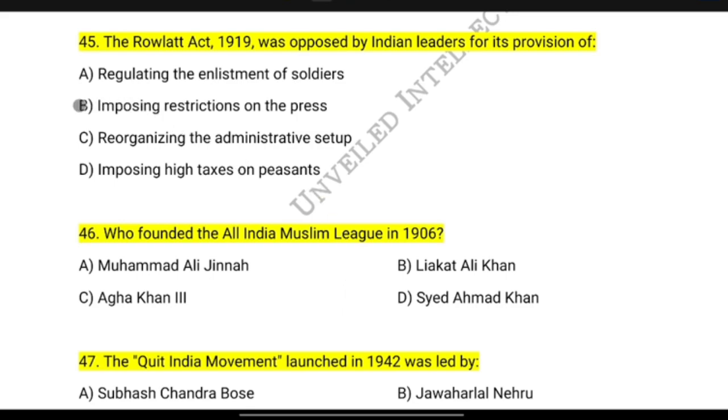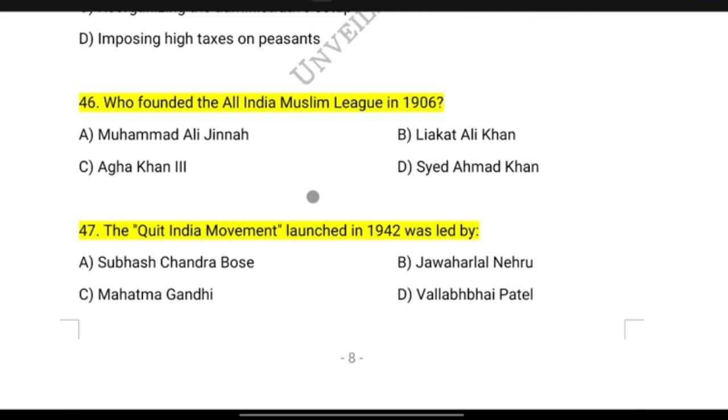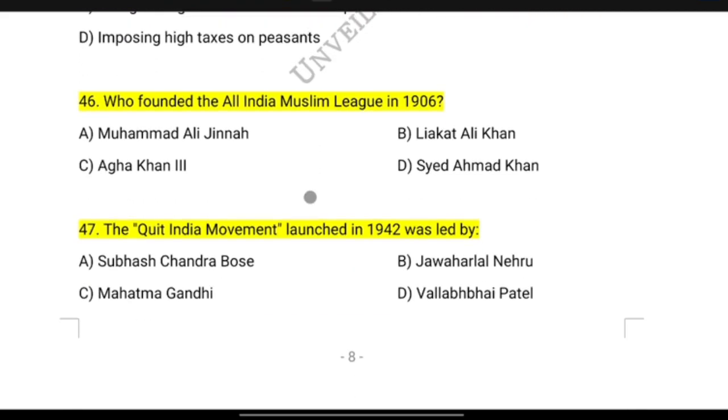Solution. B. Imposing restrictions on the press. Explanation. The Rowlatt Act was opposed by Indian leaders as it imposed severe restrictions on the press and aimed at curbing civil liberties in India. 46. Who founded the All India Muslim League in 1906?